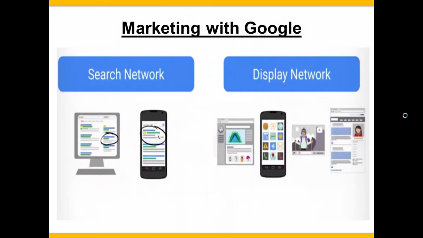Now let's skip ahead real quick to Google remarketing. There are two types of marketing, actually three types of marketing on Google that we'll talk about real briefly. One is the search network and the other is the display network. I think most of us are familiar with the search network.